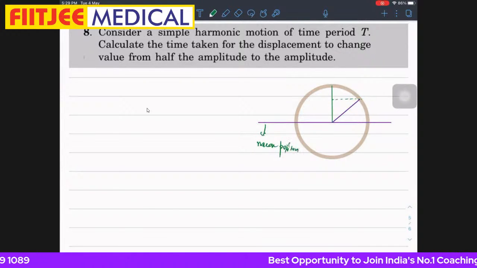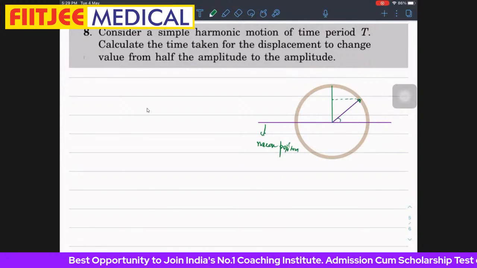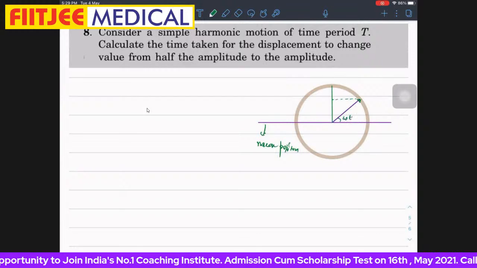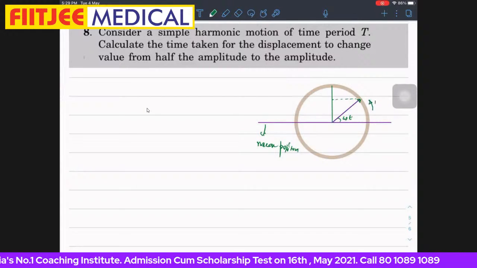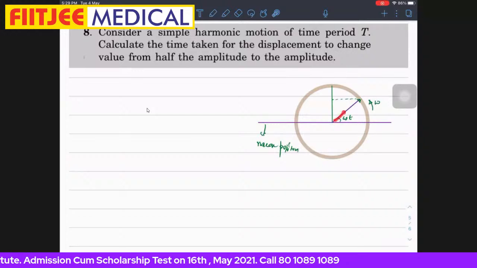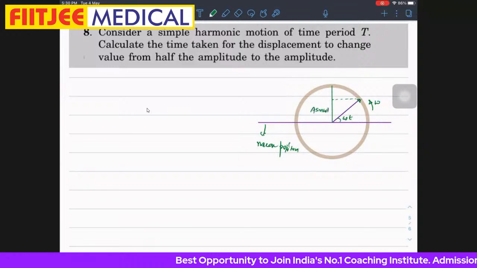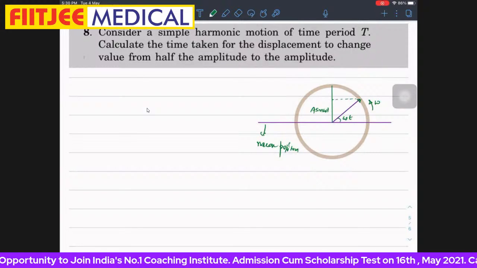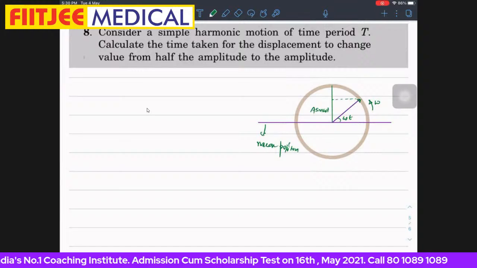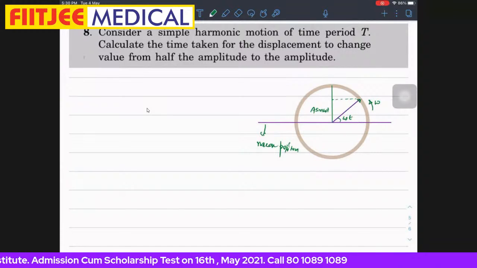The projection of this position vector, this amplitude vector, on the y-axis gives the SHM. Suppose it started from the mean position. At any instant, it is moving with angular velocity omega, and this amplitude vector is rotating in this plane. At any instant, how much angle will it form? Omega t. So its projection will be a sin omega t. We are given a simple harmonic motion of time period T, and we need the time for the displacement to change from half the amplitude to the amplitude.